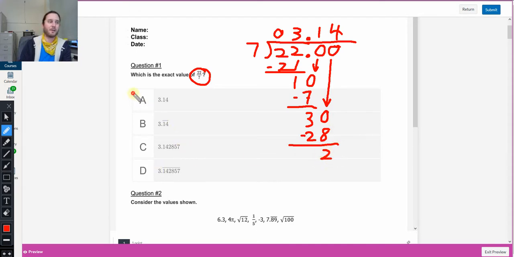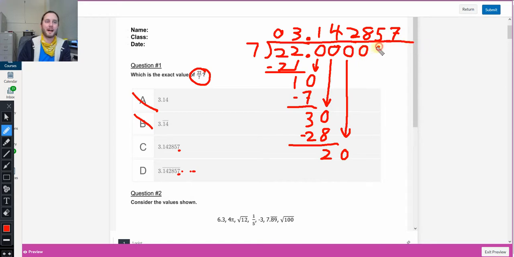But we can confirm now it's not A and it's not B. Because if I add another 0 and carry this down, that's going to be 20. And clearly 7 does not go into 2 four times again. So it's not A, it's not B. We just need to confirm, is it going to stop way down here at this 7, or is it going to keep going? Okay, D is if it keeps going, C is if it stops at the 7. So we know it's going to be a 4, and then a 2, and then an 8, and then a 5, and then a 7. We just don't know for sure if it's going to keep going past there. So we'll add all these zeros.